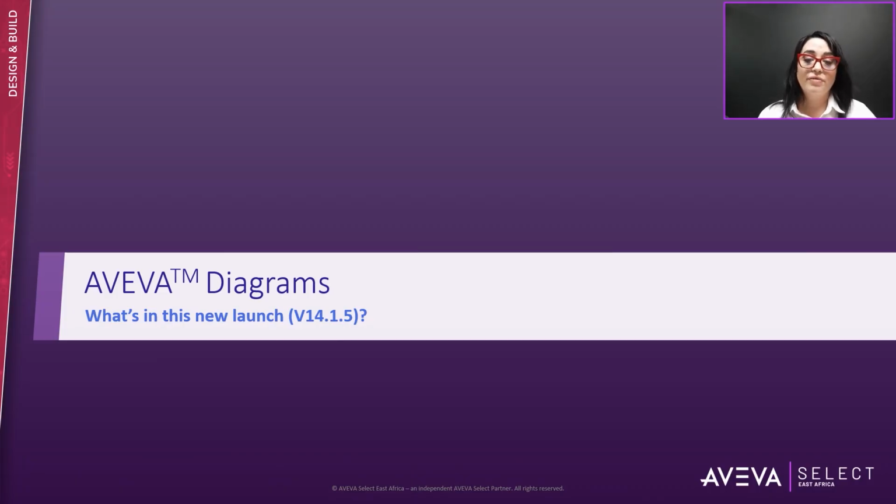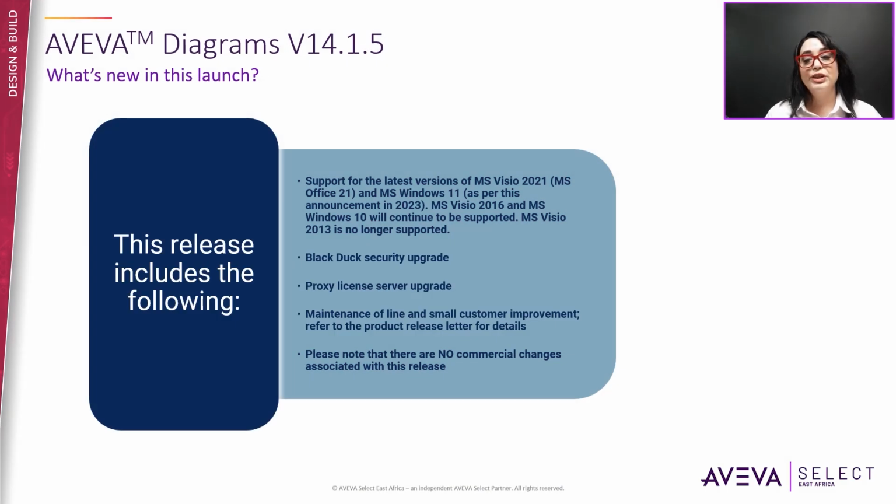The latest version of Diagrams is version 14.1.5. Let's have a look at what's new. Diagrams version 14.1.5 supports the latest version of MS Visio, which is 2021, but no longer supports 2013. It has had a security upgrade, a proxy license server upgrade, and there are no commercial changes associated with the release. In particular, there have been improved Dabacon functionalities and multi-region deployment support.